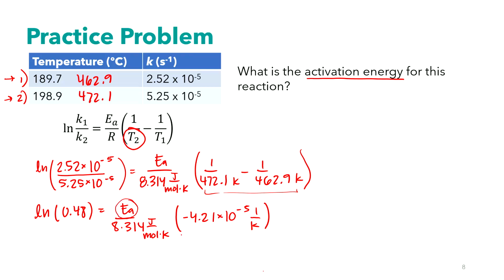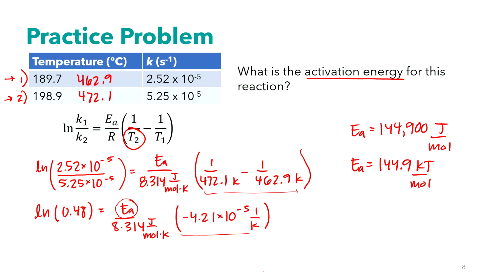All right, I'm going to go through and I'm going to solve out for EA. I'm just dividing by this number and I'm going to multiply by R. The EA I got was 144,900 joules per mole, and it's likely we'll ask for it in kilojoules, so I'm going to divide that by 1,000. So my EA is 144.9 kilojoules per mole.